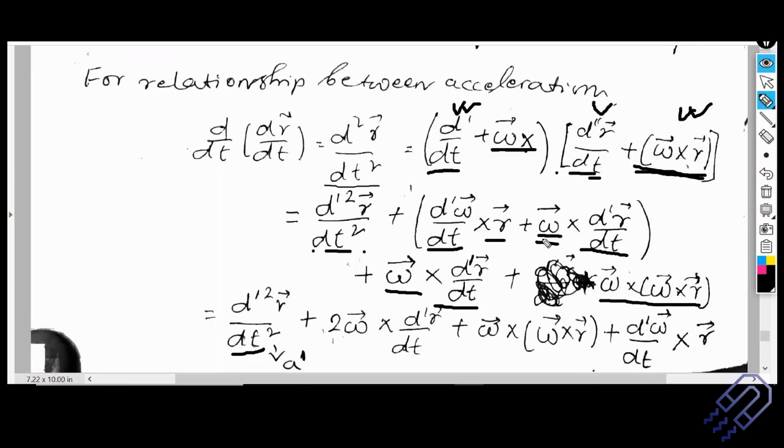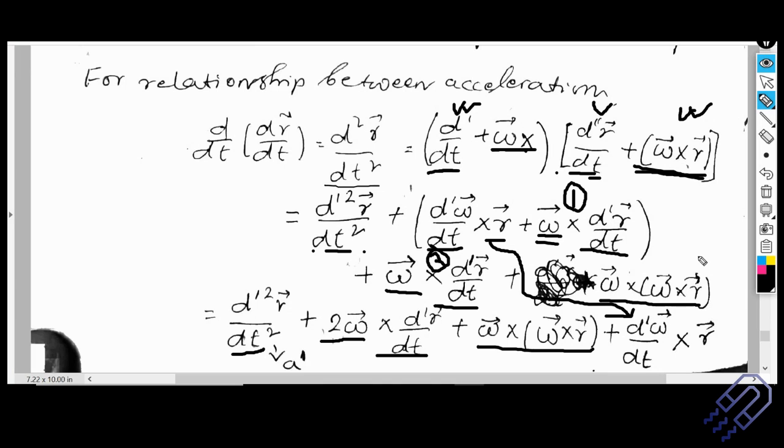Look into this now. Omega, and this is also the same term. So this is the second term. These both are the same, so I can add them up and write 2 times omega cross d'r/dt. Next, you have this term. I've just written this term, and you are left with this term. So this term is also written here.